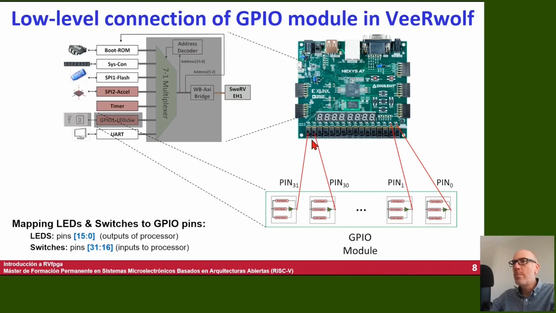This slide shows how the GPIO connects to the RVfpga SoC. We can see the SoC, which we saw in previous slides. The core, the 7-to-1 multiplexer, connects each peripheral to the core. Here we have all peripherals, including the GPIO that links to the board's switches and LEDs. The board has 16 LEDs and 16 switches, so a 32-pin GPIO is ideal for connecting these components.